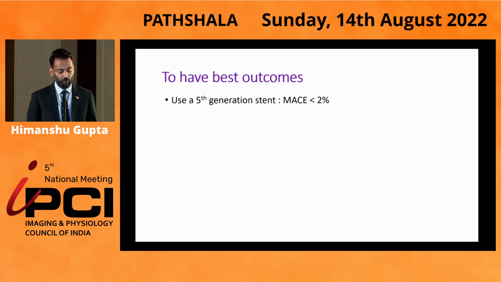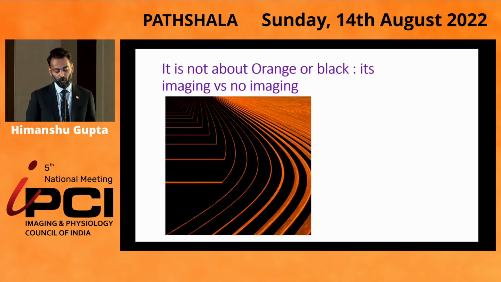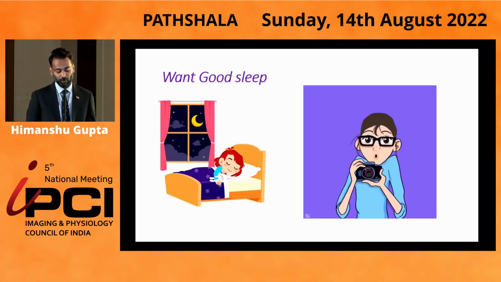So to have best outcomes, we should use 5th generation stents. You must be wondering, what is a 5th generation stent? This is a line that I borrowed from Dr. Bill Lombardi at CTO Plus. Any 2nd generation DES implanted with imaging and optimization is a 5th generation stent, which decreases MACE by 2%. So it is not about orange or black. It's about whether we image or not, as Dr. Gary says. But more importantly, it is whether we want to have a good sleep or not.